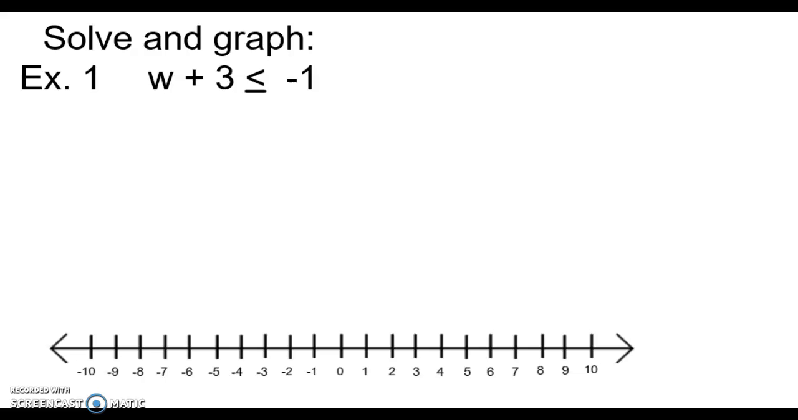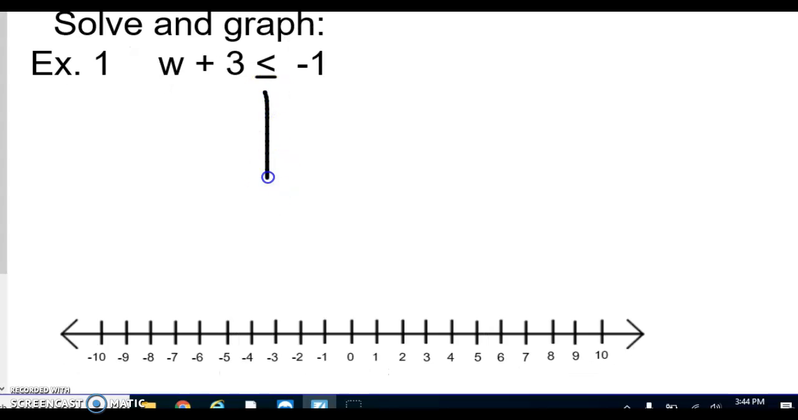This is like solving an equation. If you want to, you can put a line under the inequality, just like some people put a line when we were solving equations. Whatever you do on one side of the inequality sign, you have to do on the other.